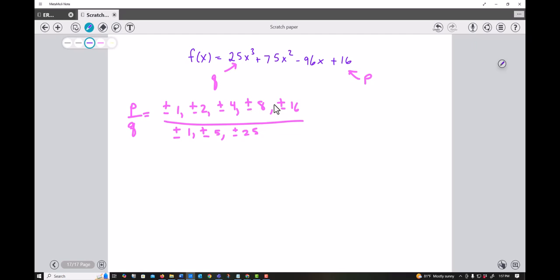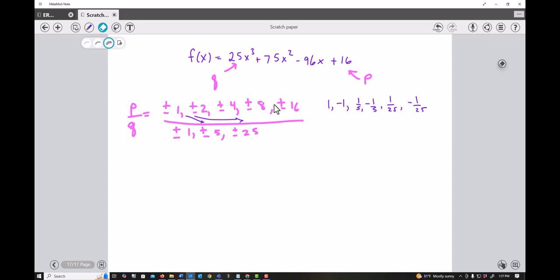As you're going to see, positive 1 over positive 1 would be 1. Negative 1 over negative 1 would still be a positive 1. So I can start to write these out as 1, negative 1, and then go to the next, this 1 over the 5. So 1/5 and negative 1/5. And then the next one, the 25, which would be 1 over 25 and negative 1 over 25.